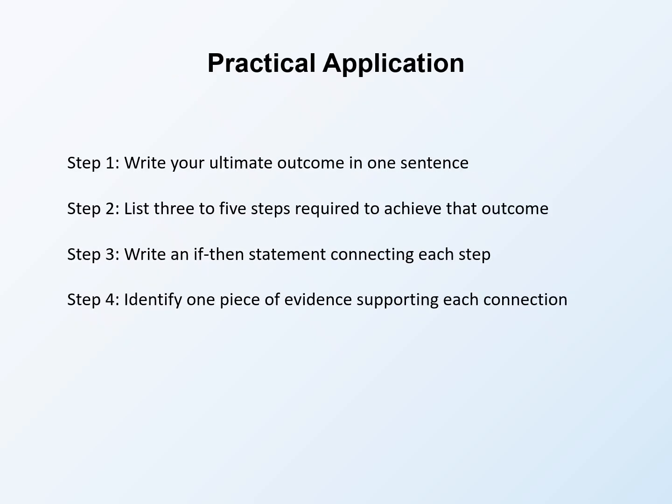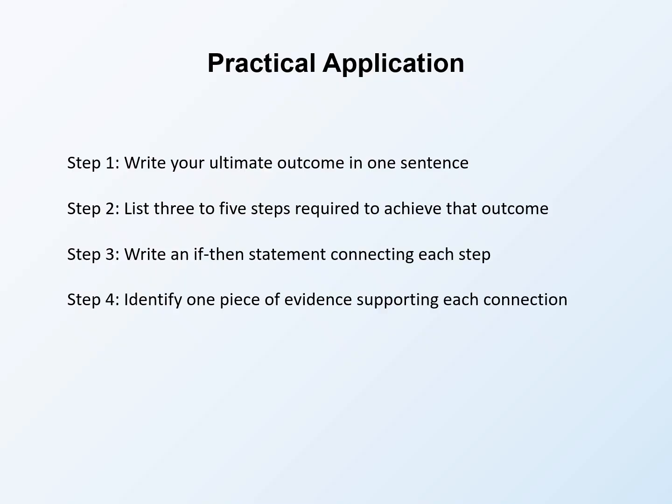Here is a practical exercise to apply what you have learned. Step 1. Write your ultimate outcome in one sentence. What is the final change you want to see? Be specific about who changes and how. Step 2. List 3 to 5 steps required to achieve that outcome. Working backward from the outcome, what must happen first? What changes lead to what other changes?